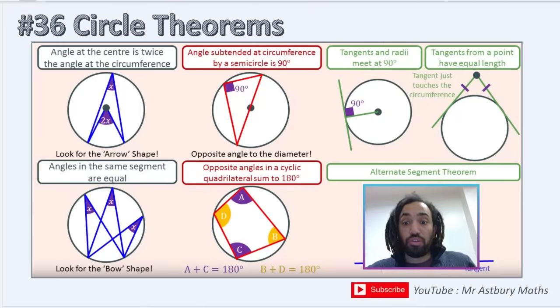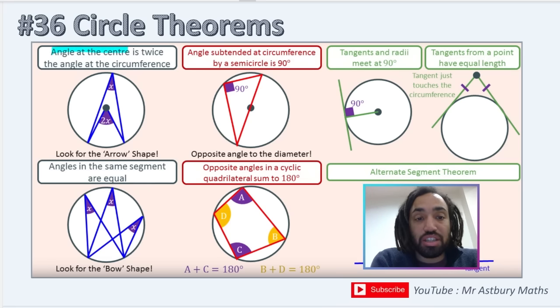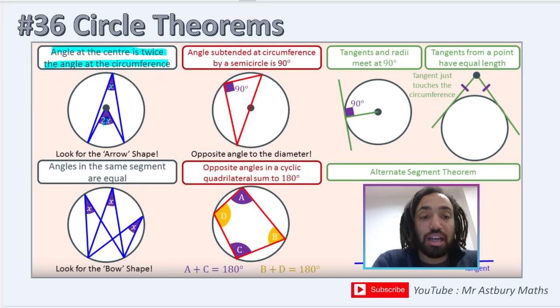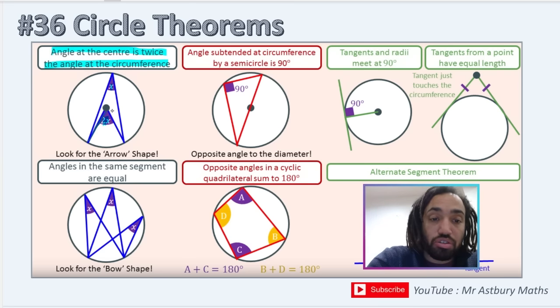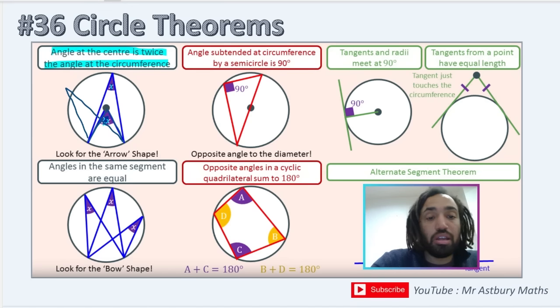Okay, circle theorems. I'm not going to do any questions. I'm just going to talk through them, and then the exam questions in the alternate video I would suggest you try. So the first one is that the angle at the center is twice the angle at the circumference. You can see here this angle will be 2x, that angle will be 1x. Sometimes the shape is drawn not as an arrowhead, but can sometimes look like this, which can sometimes throw people. That angle is still 2x, that angle there is still 1x.